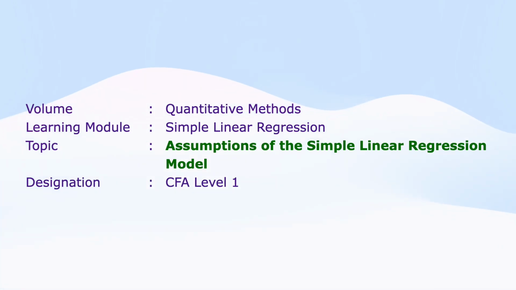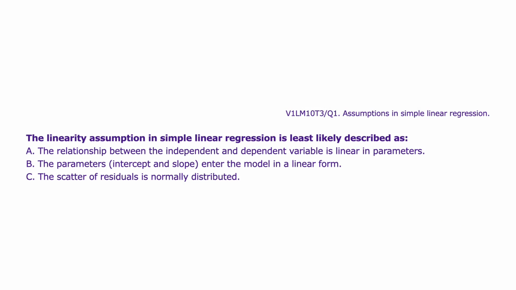Topic: Assumptions of the simple linear regression model. The linearity assumption in simple linear regression is least likely described as: A. The relationship between the dependent and independent variable is linear in parameters. B. The parameters, intercept and slope, enter the model in a linear form. C. The scatter of residuals is normally distributed.